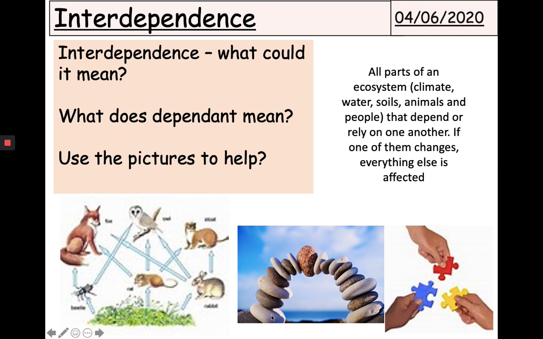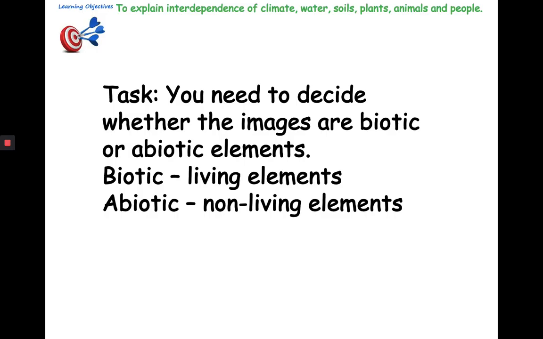For example, with this picture here with the stones, that top stone is dependent on all of the other pebbles to help keep it up. So it's dependent on each other. And that's just typical in an ecosystem or a biome. Things can be dependent on one another. So your task now is to decide whether the images are biotic or abiotic elements. Now we've looked at this before. So biotic is living elements and abiotic is non-living elements.